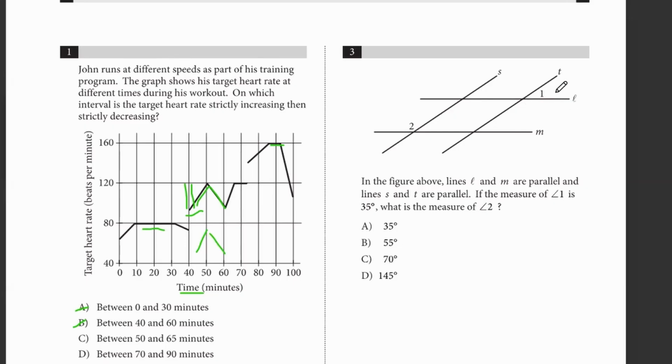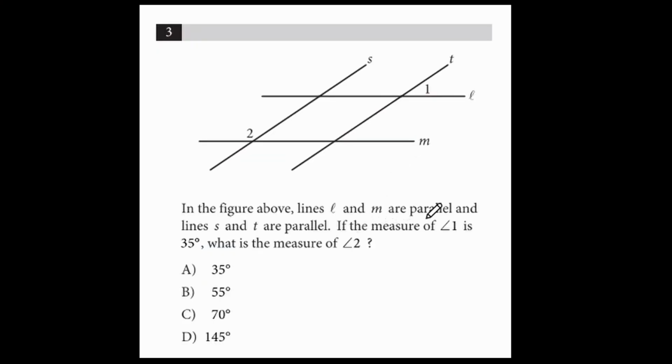So for number 3, we want to know if the measure of angle 1 is 35 degrees, what's the measure of angle 2? Well, angle 1 is congruent to this angle here, which is supplementary to this one. These are supplementary. They add up to 180 degrees. So when we find this one is equal to angle 2, these are equal because they're on the same sides of the parallel line. So this is 35. These are supplementary. So this is 180 minus 35, which is 145, the same as 2.